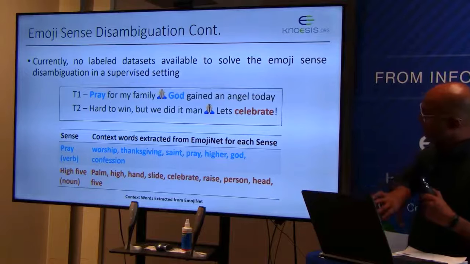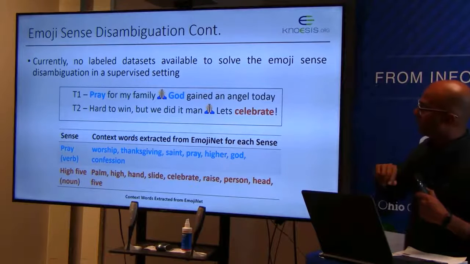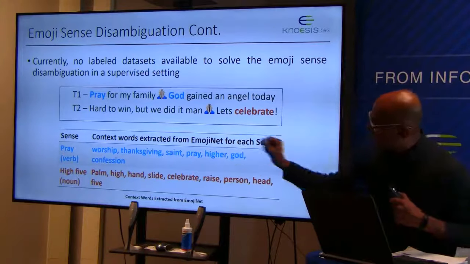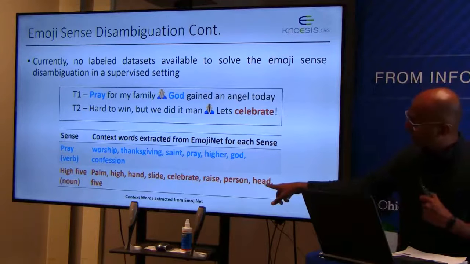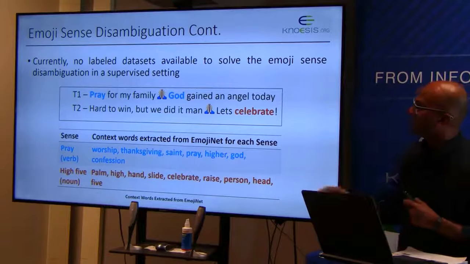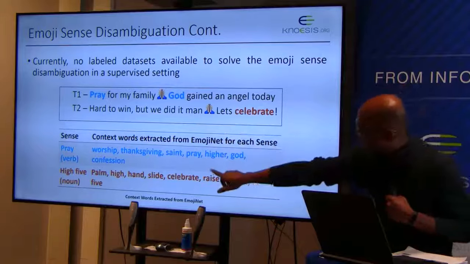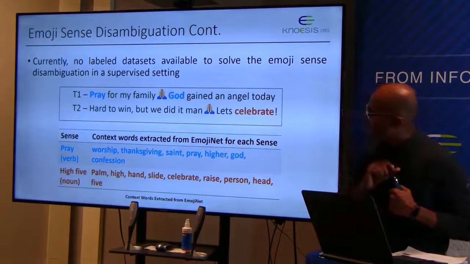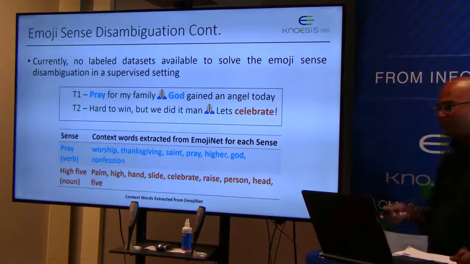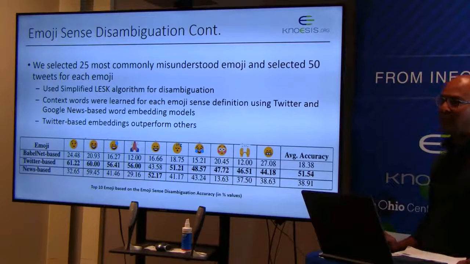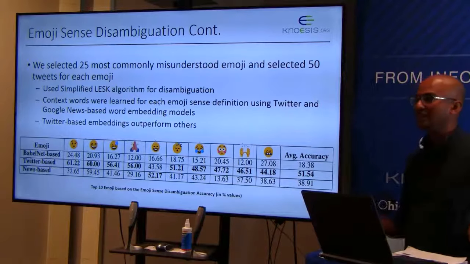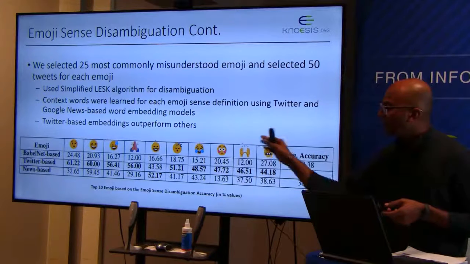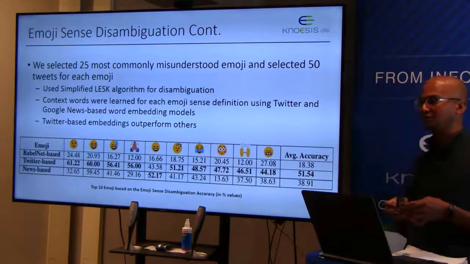If you look at the two sense definitions and the tweets, two words in the first tweet, pray and goad, overlap with the sense definition that is coming from the pray sense. And the word celebrate overlaps with the sense definition for the high five sense. So based on these word overlaps, we can assign the high five sense to the emoji in tweet two, and the pray sense for the emoji in the first tweet. This particular algorithm is called the simplified LESK algorithm. That is a basic overlap-based word sense disambiguation algorithm that you can try, and that's exactly what we did in our experiment of disambiguating the meaning of 25 of the most commonly misunderstood emojis on the web.